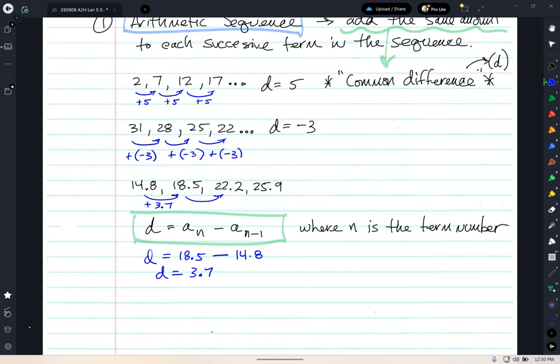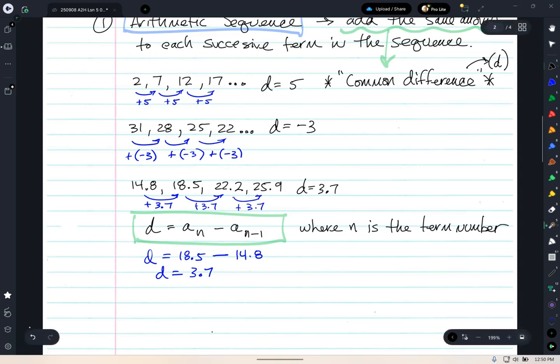So 18.5 plus 3.7? Yeah, it is 22.2, isn't it? Okay, so this is plus. Let's check it one more time. What's 22.2 plus 3.7? It's 25.9, right? Okay, so now you can see that with this one, we have a common difference of 3.7.